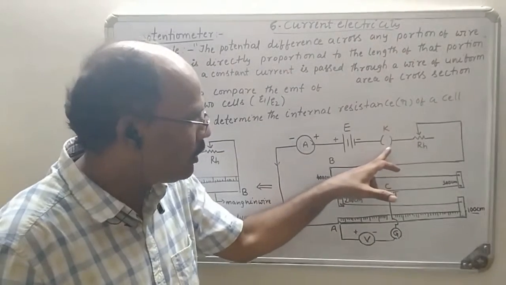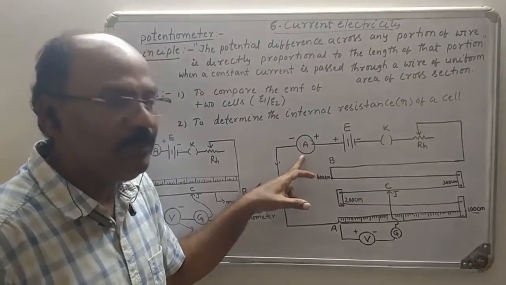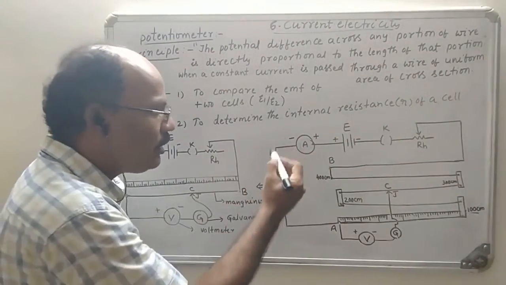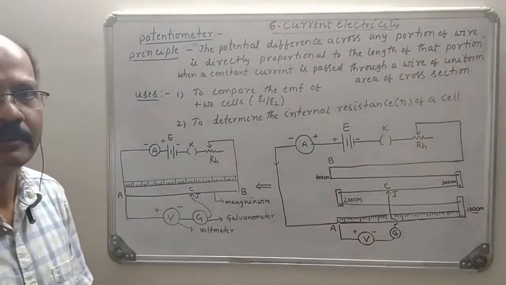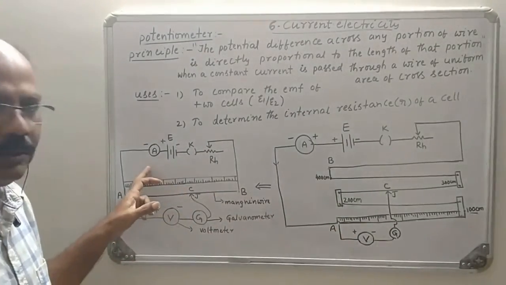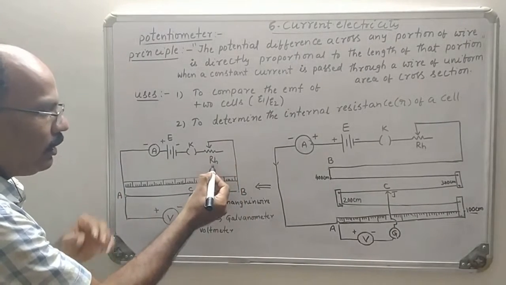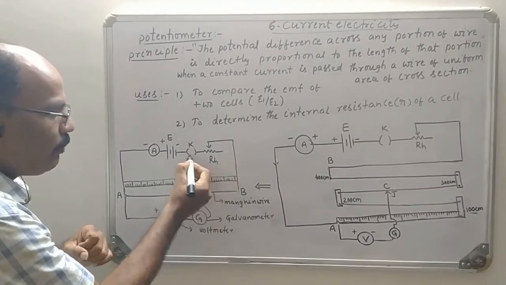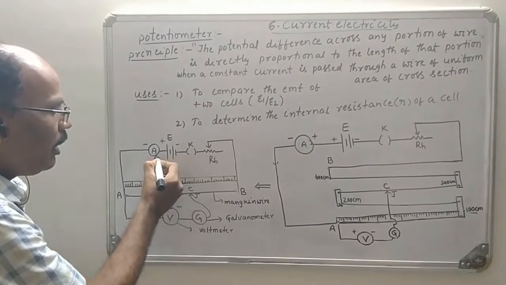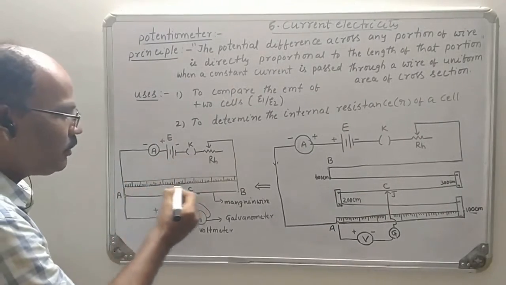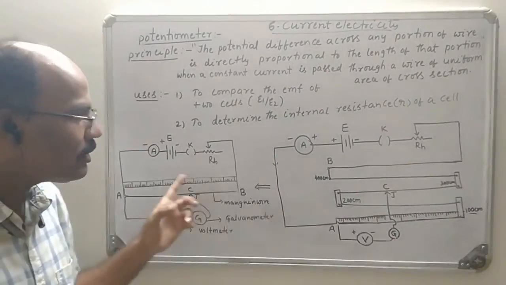So the rheostat, plug key, a battery of EMF E, and an ammeter are connected in series between the two points A, B as shown in the figure. So this is equivalent to this circuit. Across the end points A and B, we connect a rheostat of resistance RH, a plug key K, a cell of EMF E, and an ammeter in series. These two are similar.